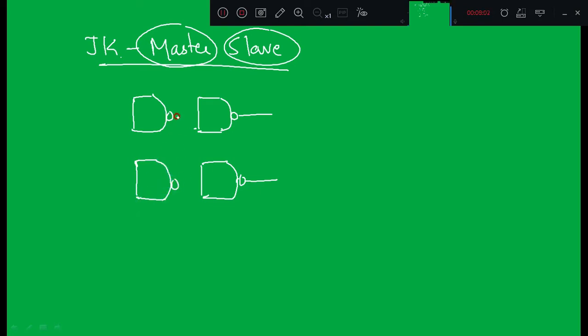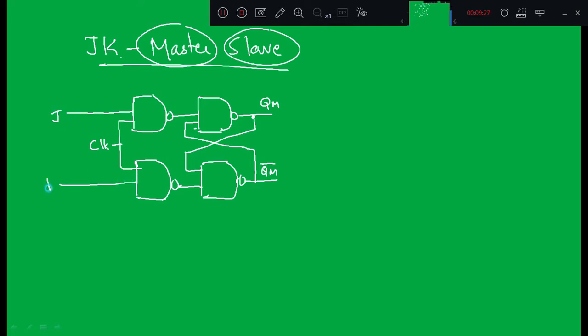So here I will be taking only this feedback. In the previous diagram of JK I had given this Q bar. I will denote this as QM and QM bar. What does M stand for? M stands for master, right? So here this is the control input, which we call the clock. Then this is J and this is K. You can call them JM, inputs for master, right? And this is KM, right?